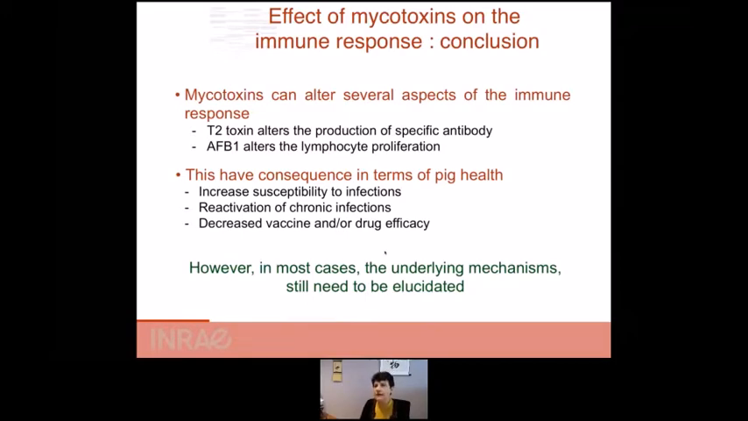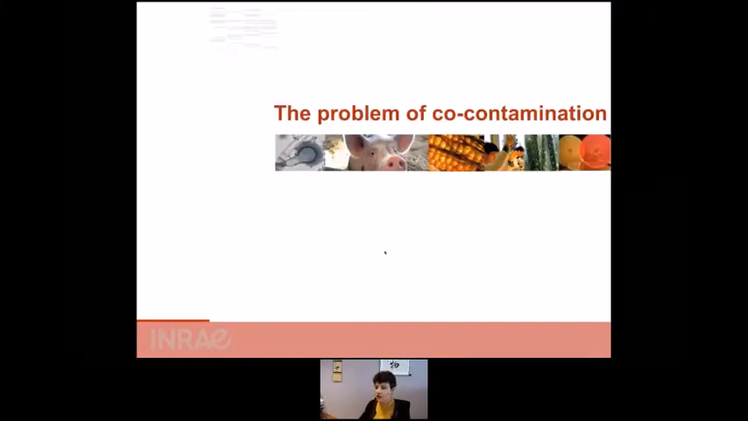I show you for Fumonisin B1, we did some experiment, and now we know what is the mechanism. It is due to cytokine production and lymphocyte proliferation, but for some other case, it's really not known. For example, the case of Ochratoxin that I show you that ingestion of Ochratoxin increased susceptibility to several infections. We don't know exactly the mechanism.